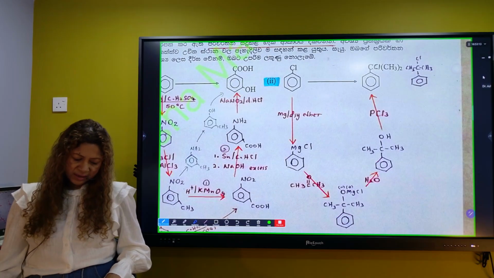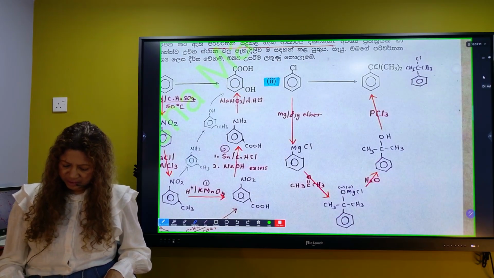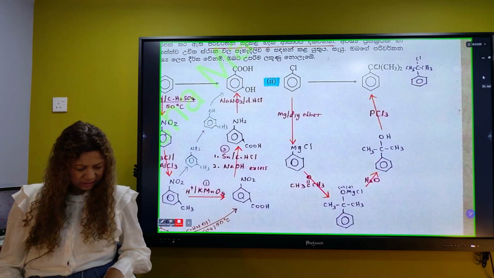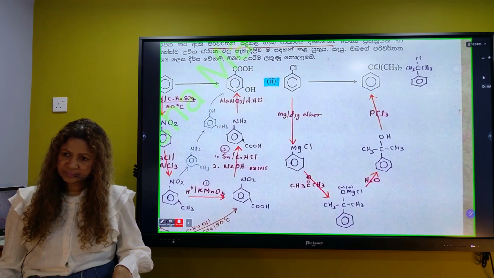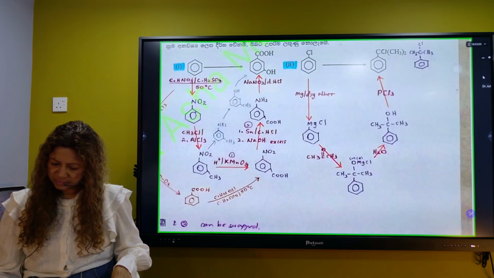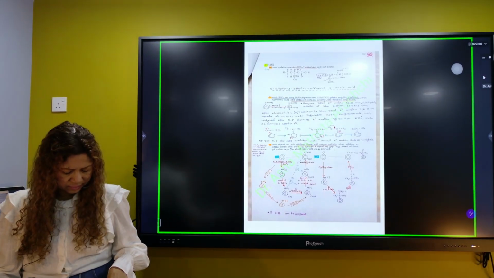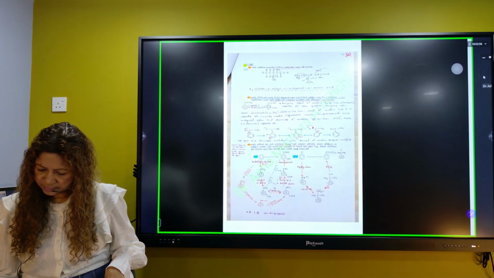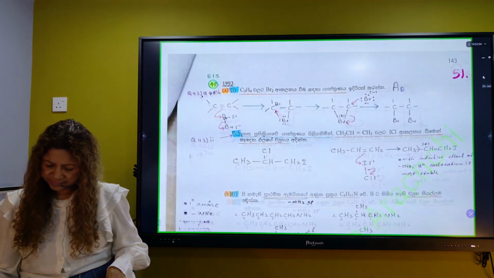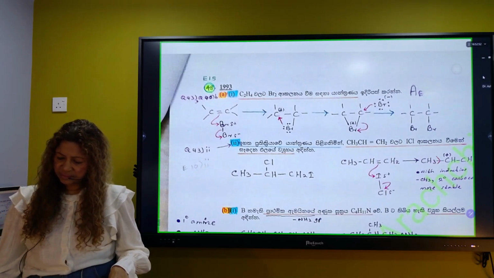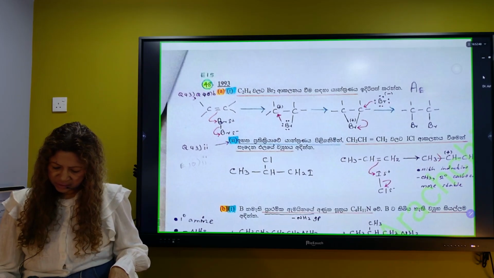If you are getting the same mechanism continuously, just don't waste time on that. See the next question, number 48 again. So the mechanism, we did this a couple of times, electrophilic addition. I'm just moving on.